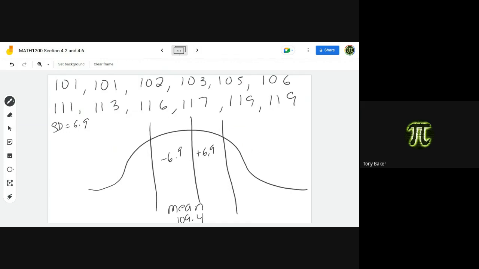So what do I get? If I add 6.9 to my mean and subtract 6.9 from my mean, what do I get? No, you have to do one way and the other one the other way. Oh, okay. So you're doing both, not to the number at the same time. So it's 109.4 plus 6.9. Okay, and what's 109.4 minus 6.9?